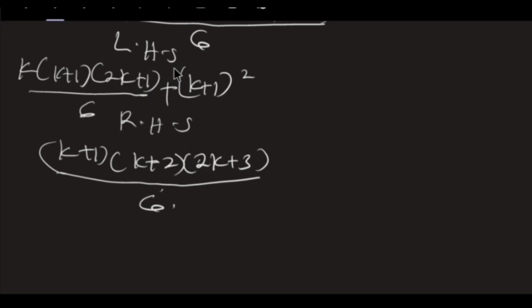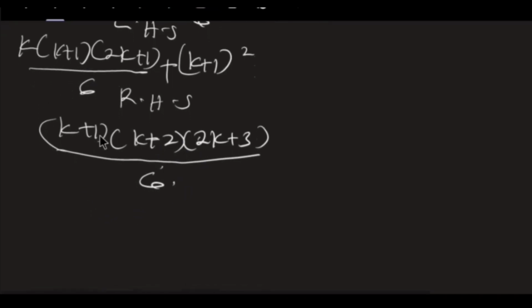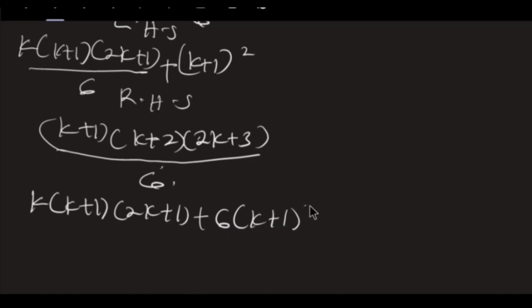Let's take the left hand side alone and express it to look like the right hand side. So see, if you have this here, I can factorize: k plus 1 is here, k plus 1 is here. I can factorize this out. So before I factorize, let me make this one a single unit. So I'll get k plus 1, 2k plus 1 plus 6 multiplying k plus 1 all squared, all on 6. This is my left hand side.